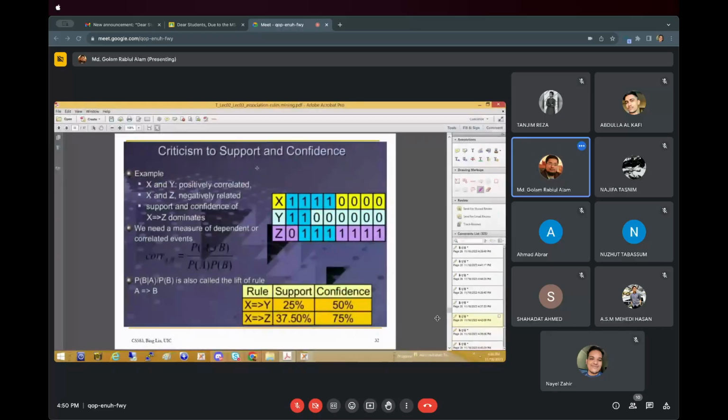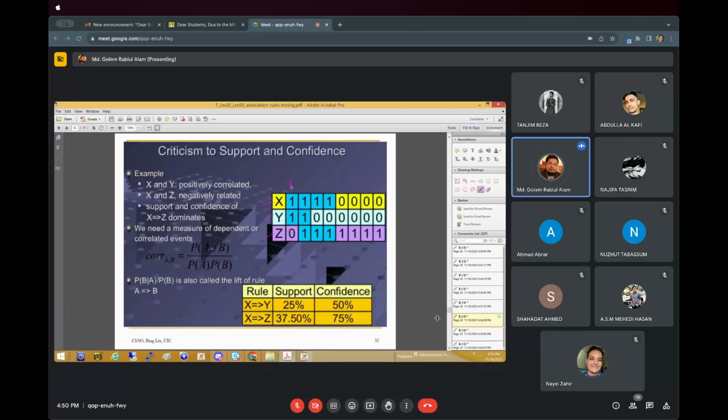So the criticism of support and confidence. Let's say we have a set with elements X, Y, and G. We have 3 elements, and this is transaction 1.